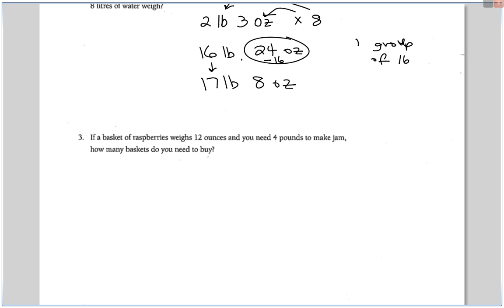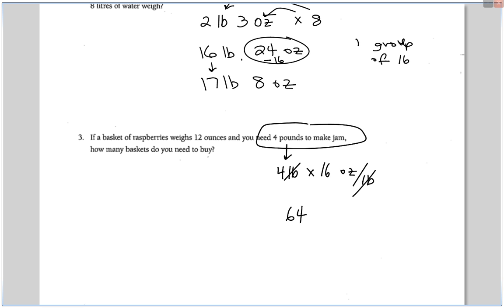If a basket of raspberries weighs 12 ounces and you need 4 pounds to make jam, how many baskets do you need? So you need 4 pounds. So 4 pounds times 16, because there's 16 ounces per pound, you just times like this. You could do cross multiplication as well if you'd like. It's the same idea. 64 ounces is what you need.